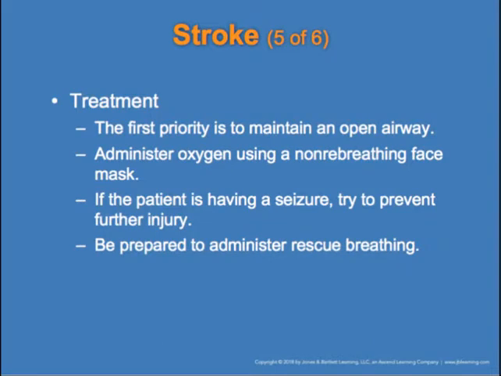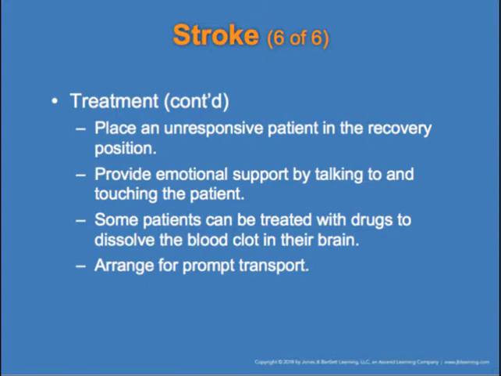Treatments for stroke. The biggest thing is going to be to maintain an open airway, right? Administer oxygen. It should be high flow oxygen, non-rebreather face mask, and it should be at 15 liters that we should be administering that oxygen. If a patient's having a seizure, try to prevent further injury. Be prepared to administer rescue breathing. Place an unresponsive patient in the recovery position. We talked about that during some of the body positioning and body movement lectures, right? Position the patient in that recovery position.